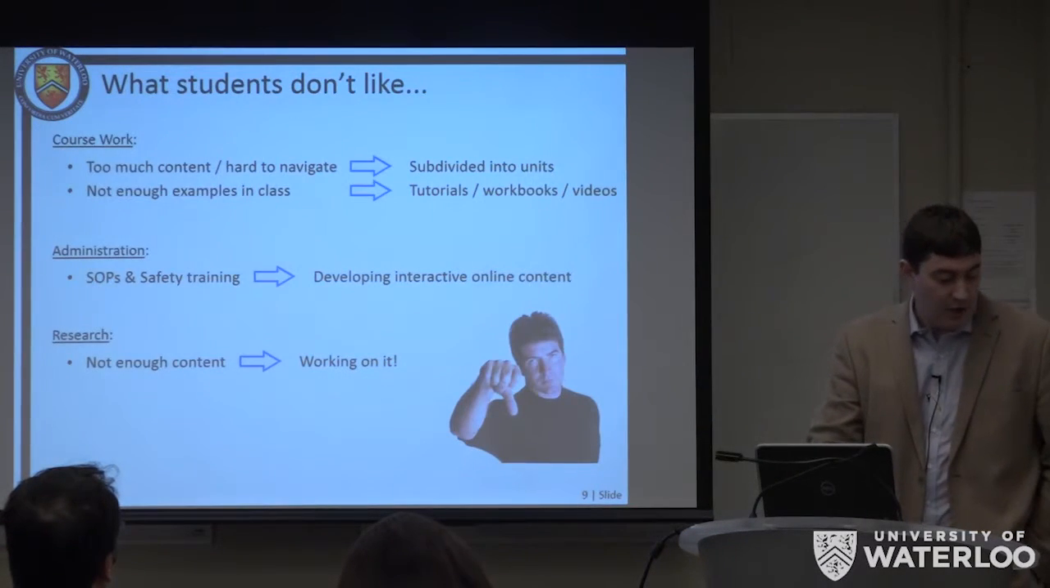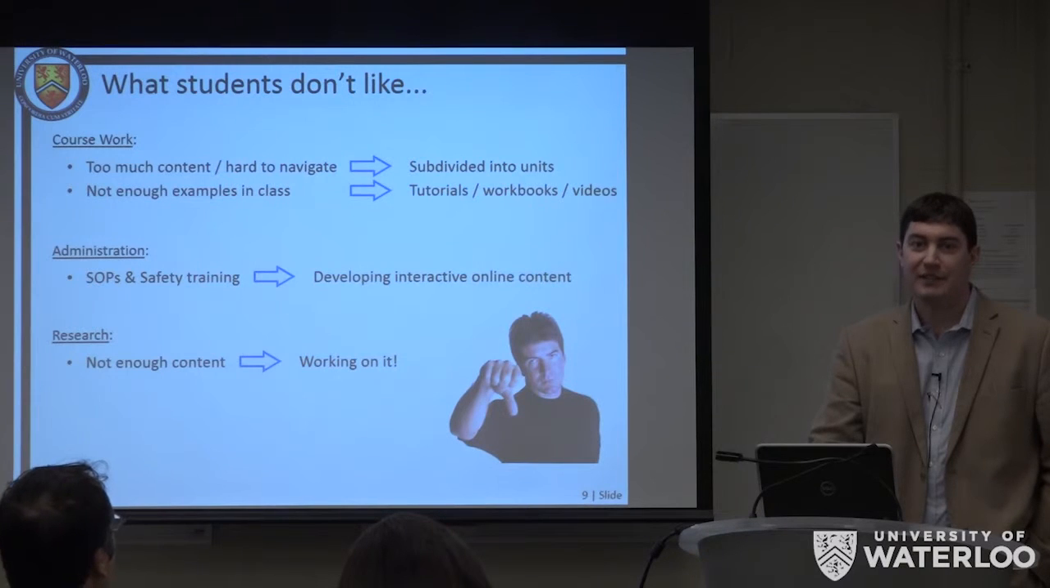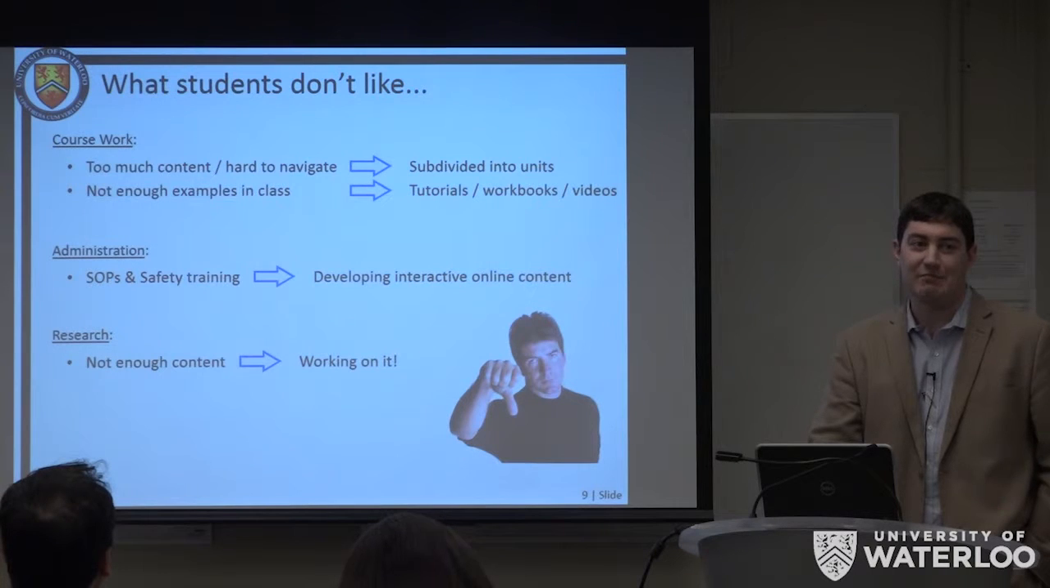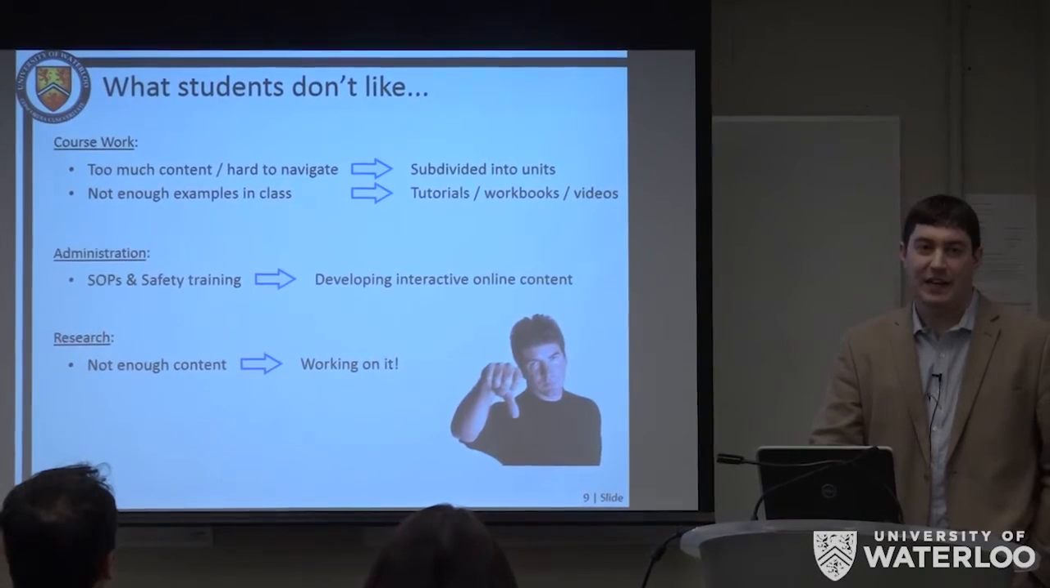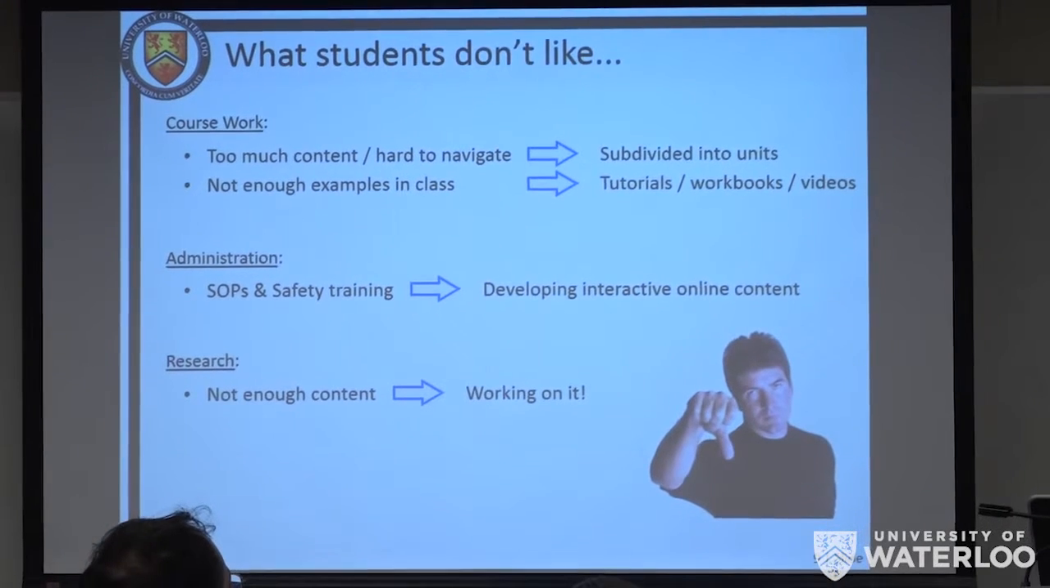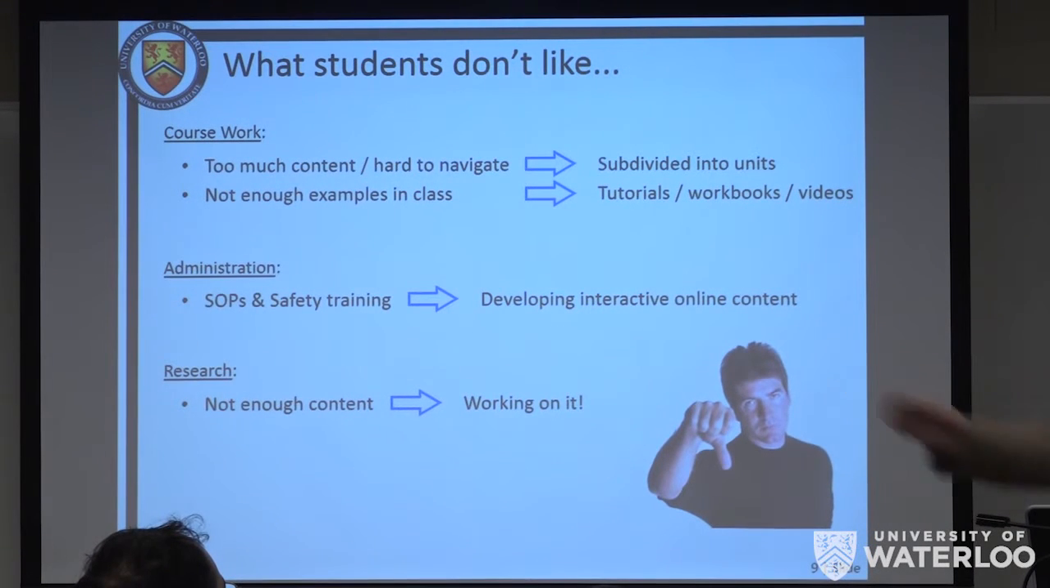Okay, so I'm not going to tell you that everything I've done is great. The nice thing about student comments is that they let you know when things aren't great. Some of the comments I've had is that I have too much content available on Learn, which is a danger, and there seems to be a sweet spot. So there's not enough, not enough, not enough, and then too much. Along with that comes hard to navigate. So this is where I started subdividing things into units and trying to give them some direction of how to find things. They tell me there are not enough examples in class, which is fine.